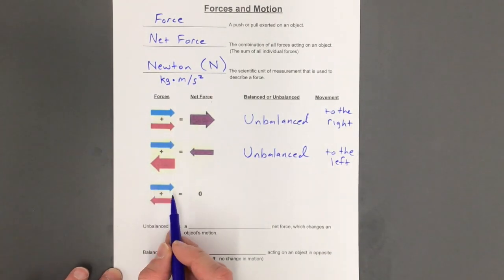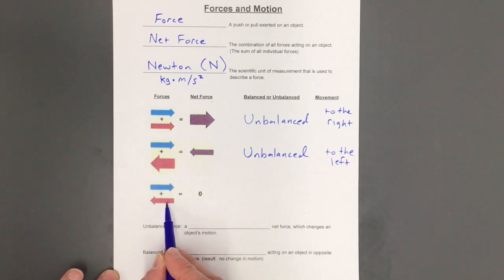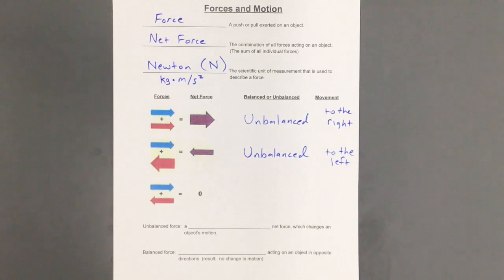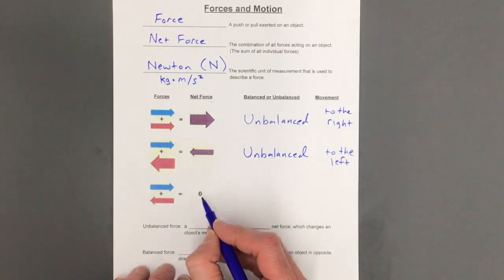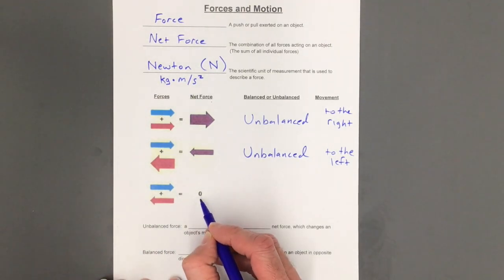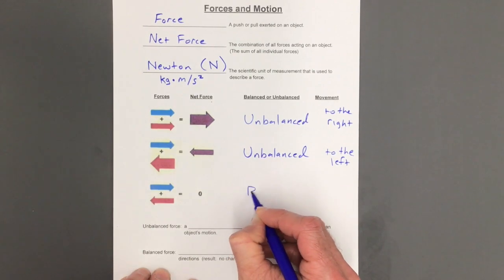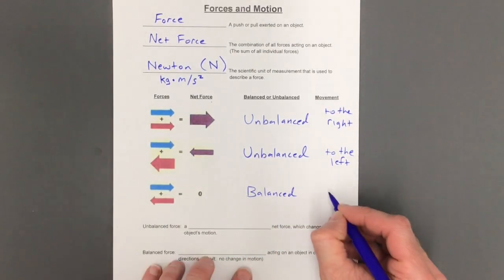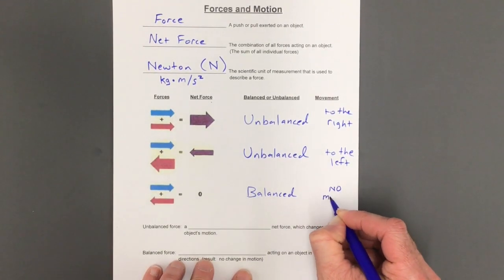For this third example, this arrow is pointing to the right, and this equal force is pointing to the left. Because those two forces cancel each other out, we have a net force equal to 0, and these forces are balanced. So there is no movement.